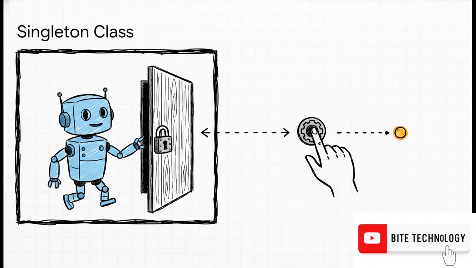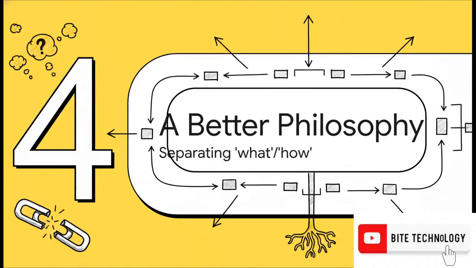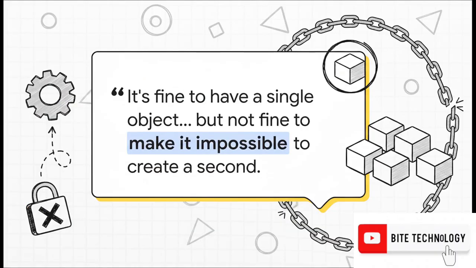Simple as that? Okay, so if the singleton is so flawed, what's the alternative? What are you supposed to do when you genuinely do only need one of something in your app, at least for right now? This quote from Misko Hevery really hits the nail on the head. He says, it's completely fine to have a single object, but it's not fine to force it to be impossible to create a second instance. And that's the whole philosophy right there.